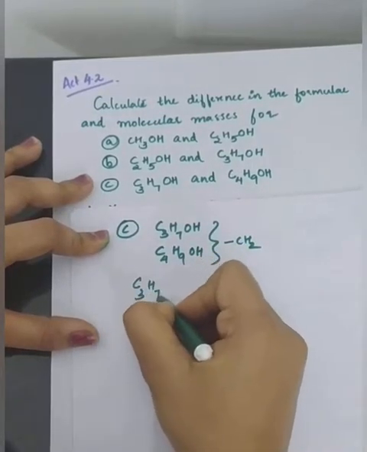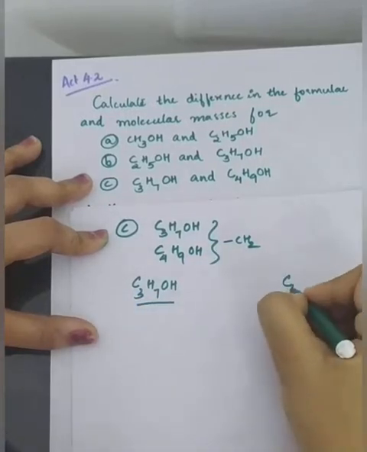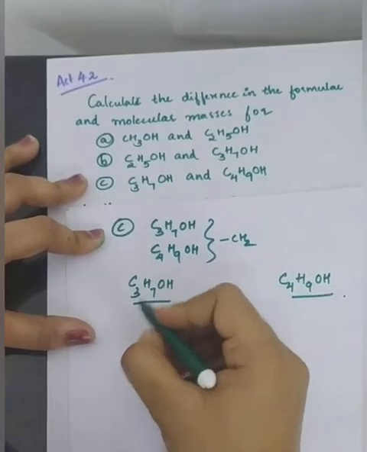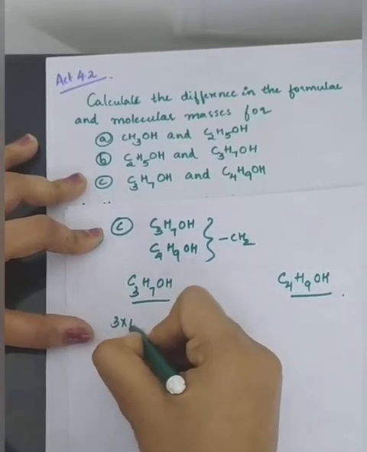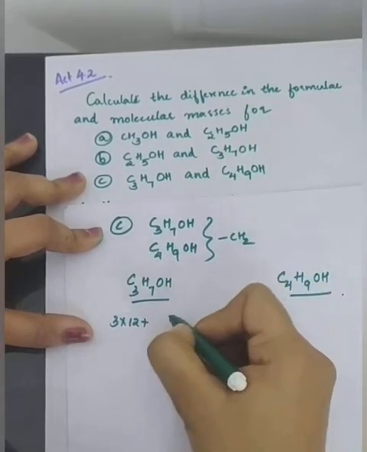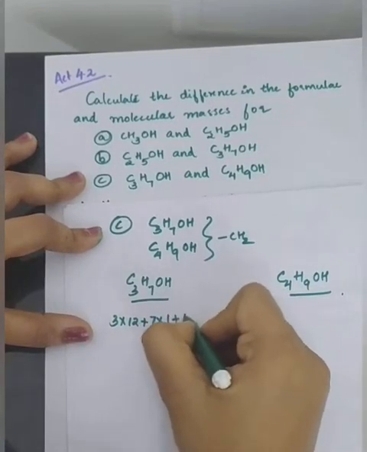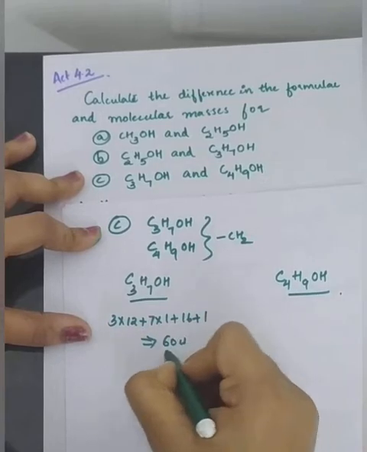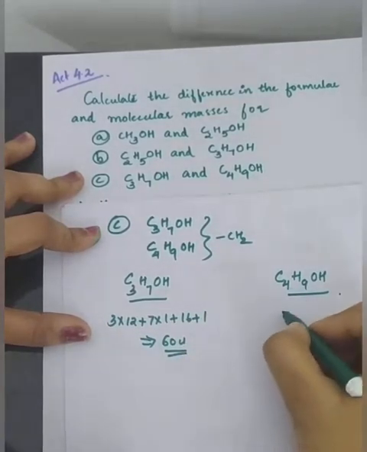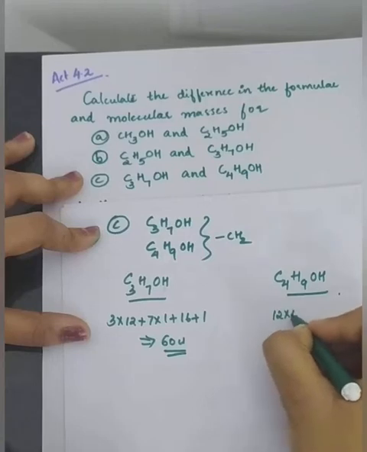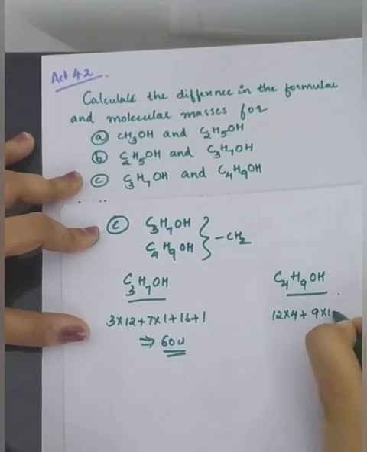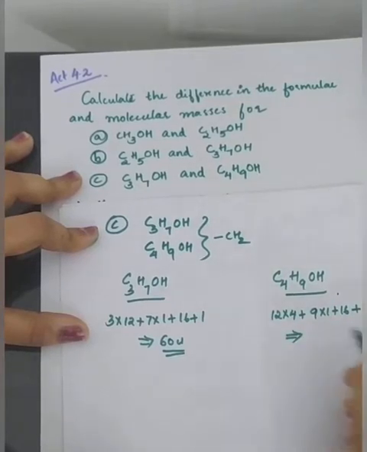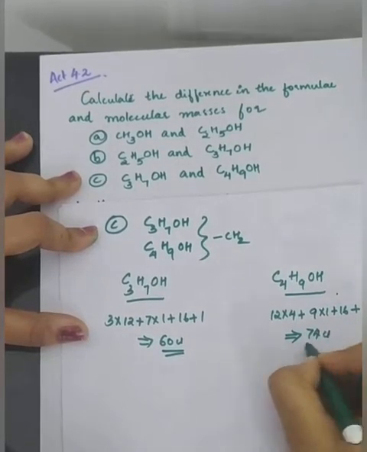Let's find out the difference in the molecular masses. One will be 3 into 12 plus 7 into 1 plus 16 plus 1. You'll get 60 atomic mass unit. Next is C4H9OH. So 12 into 4 plus 9 into 1 plus 16 plus 1. So it becomes 74 atomic mass unit.